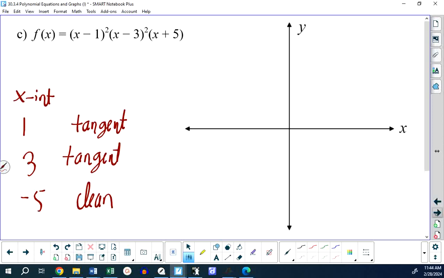Again, we're looking at the exponents to determine the multiplicities. An even multiplicity is tangent. -1, -2, -3, -4, -5. I scaled it by looking at the -5 first because it's the bigger number in the left direction. And then we also have at 1 and at 3.